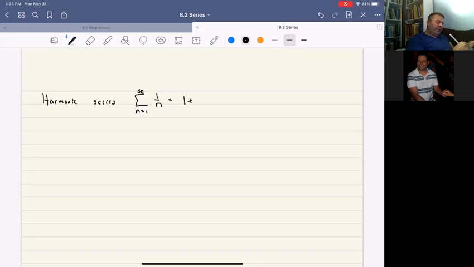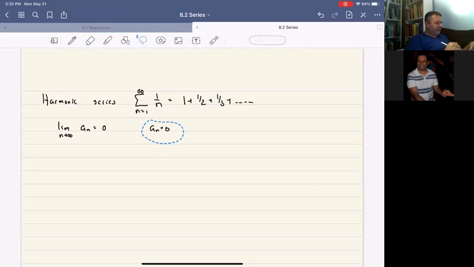This is 1 plus 1 half plus 1/3, so on and so forth. And this actually also diverges. But the reason it's interesting is that each term still goes to 0. So even though each term goes to 0, it still might diverge. Okay, so, yeah, that makes things a little bit harder, but interesting. Okay, let's first talk about why this diverges.